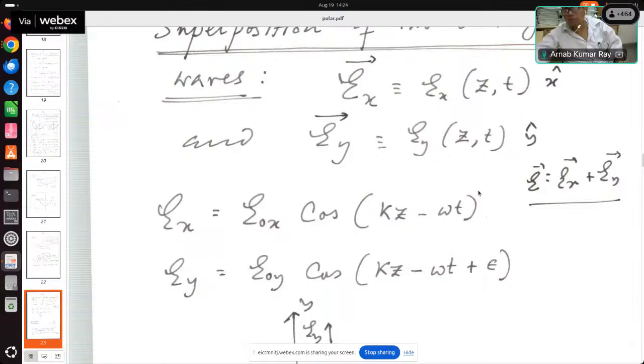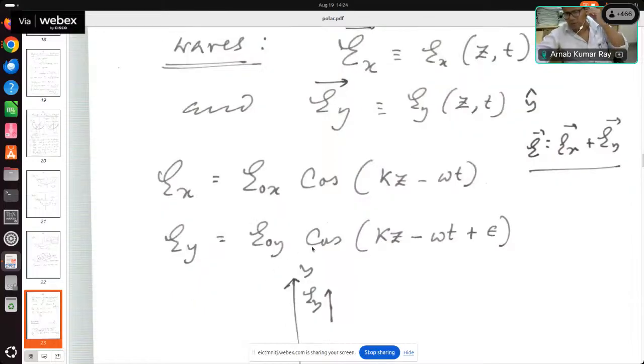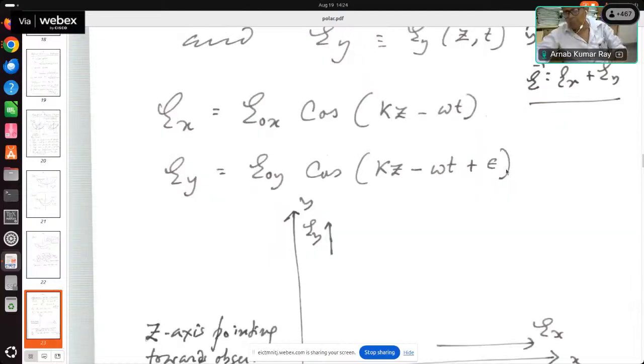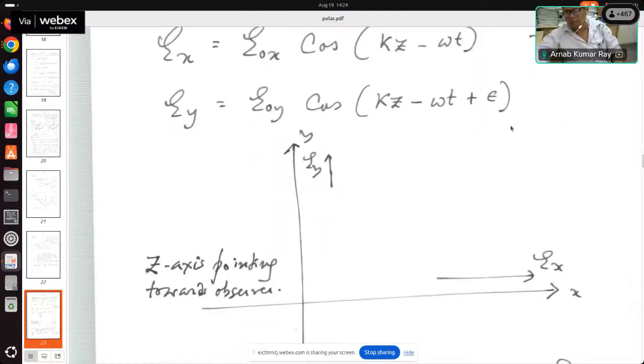So let us introduce a phase difference here. E has a certain orientation in space, and E is a vector sum of Ex and Ey components. So let us write Ex is equal to E naught x, the constant amplitude in the x direction, cosine kz minus omega t. Ey is equal to E naught y cosine kz minus omega t plus a phase difference, epsilon.